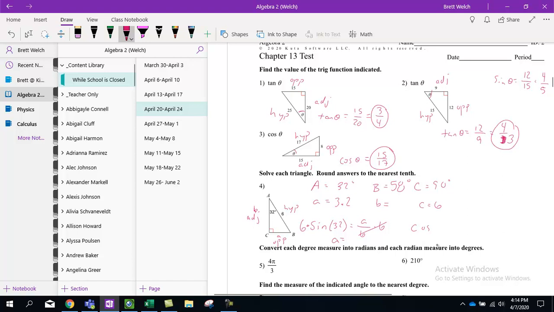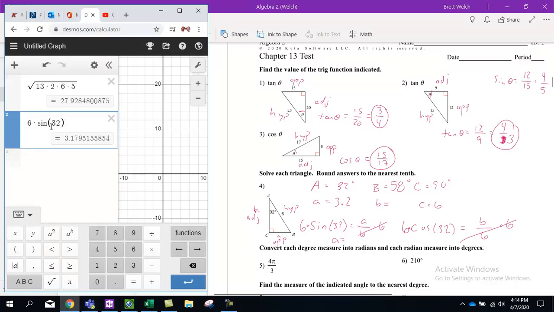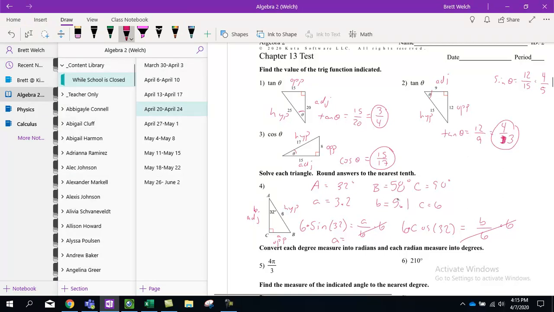The cosine is adjacent over hypotenuse. So the cosine of 32 would equal the adjacent, little b, over the hypotenuse 6, which again we multiply by 6. And so I can come back to Desmos and change this to a cosine, and just clear that sine. And I get 5.1. Okay, so I can come in and say this is 5.1. And there we found all three sides, all three angles. We're pretty happy with that.